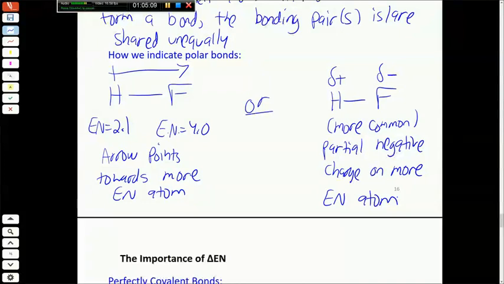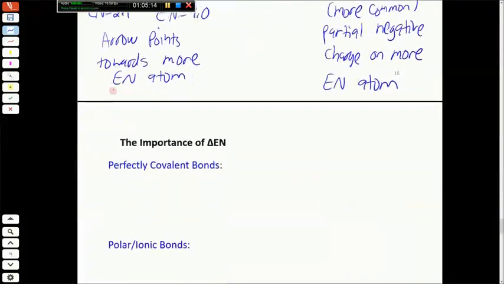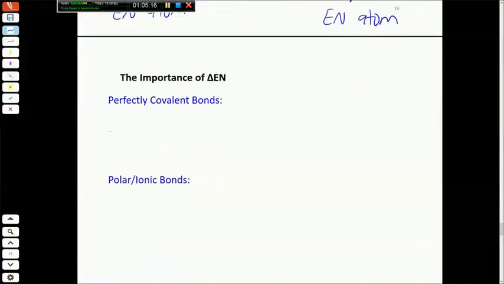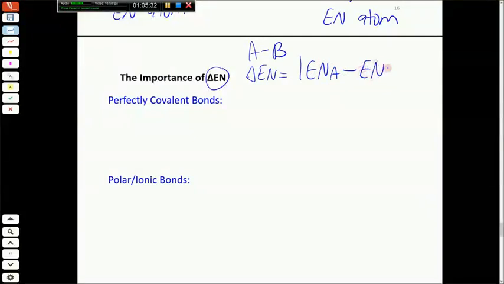Now, the importance of this difference in electronegativity is that it allows us to predict how polar a bond is. So if we have a bond AB, this delta EN, difference in electronegativity, is whatever that difference is between the electronegativity of one atom and the other. Alright? So when you have two atoms bonding to each other, if you take the electronegativity values and subtract them to find the difference between them, that's your delta electronegativity.